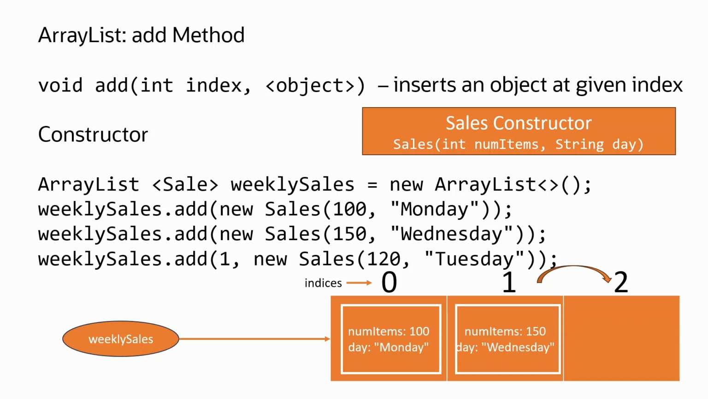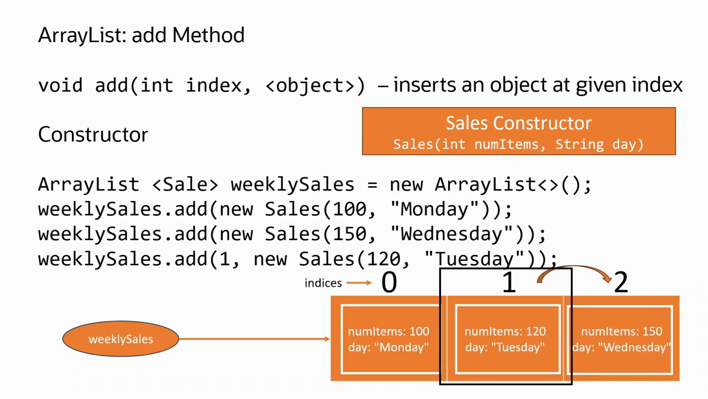In this case, weekly sales.add at 1 new sales 120 Tuesday. When this line is executed, the value at index 1 will be moved down to be the value at index 2, and then the value at index 1 will be replaced with the new sales object.